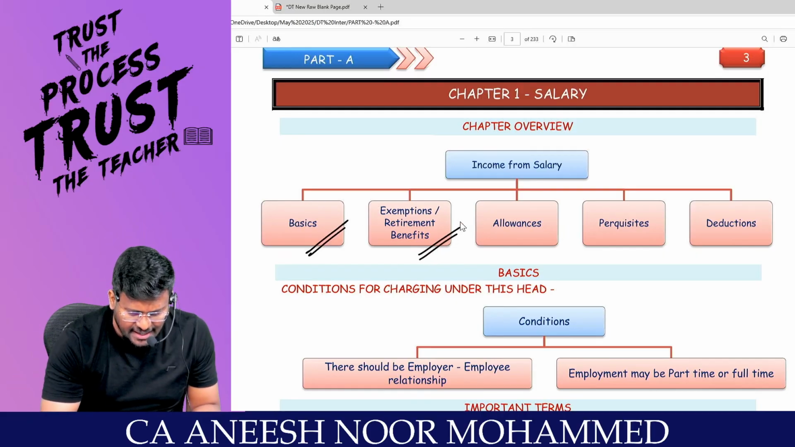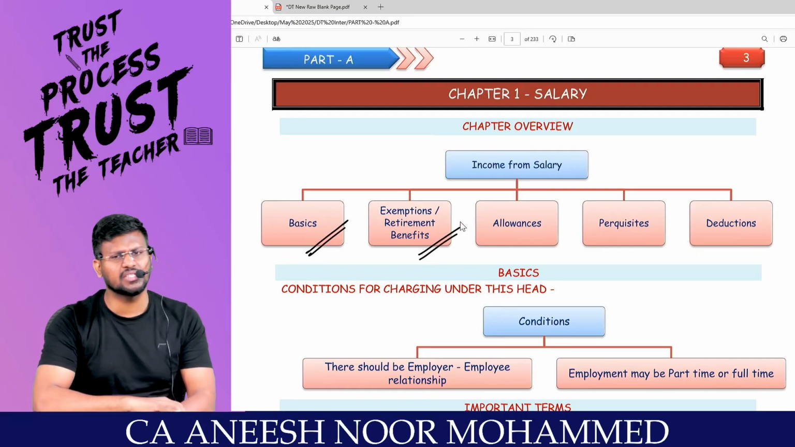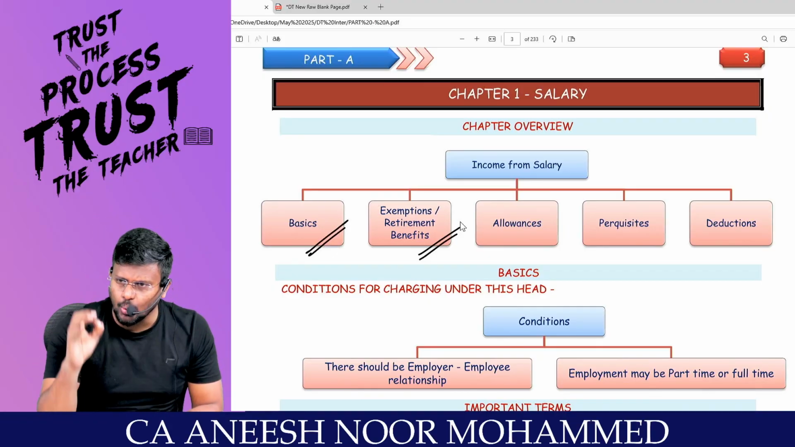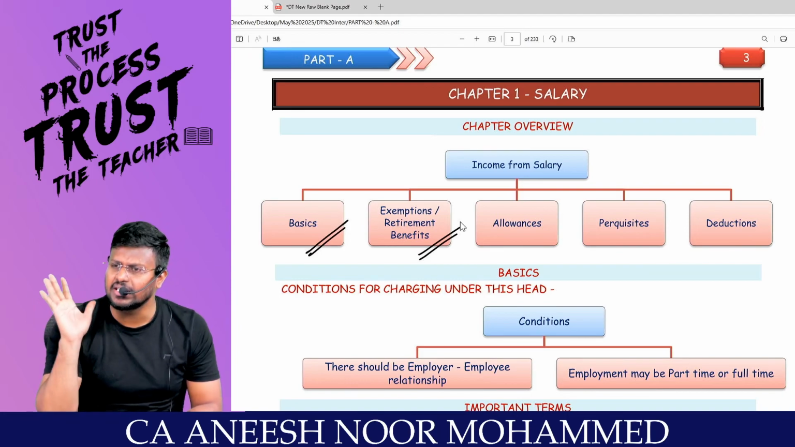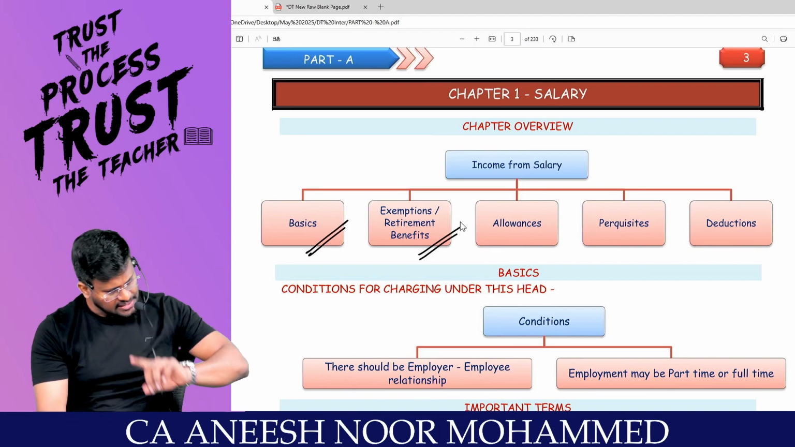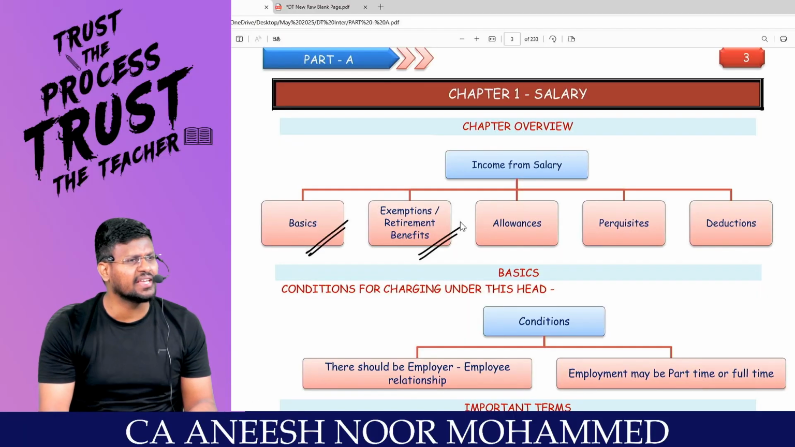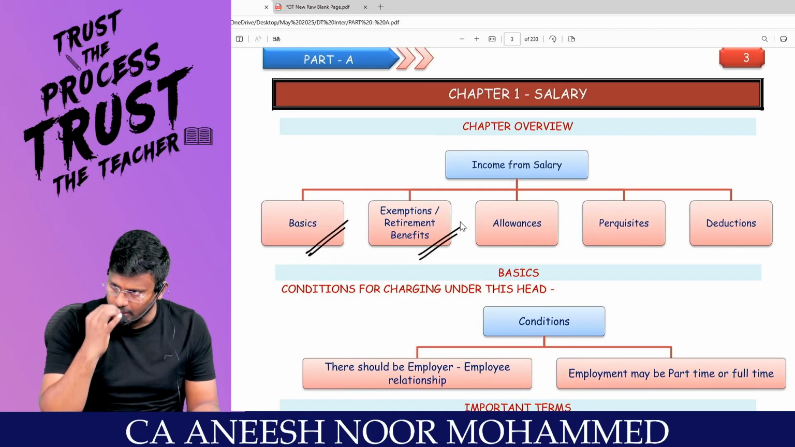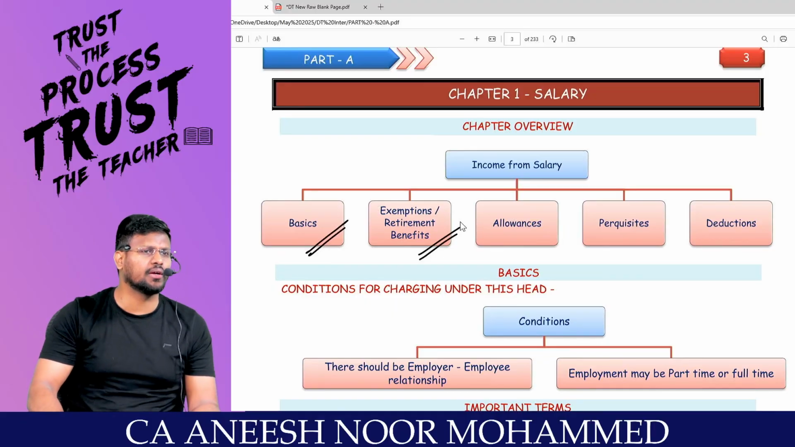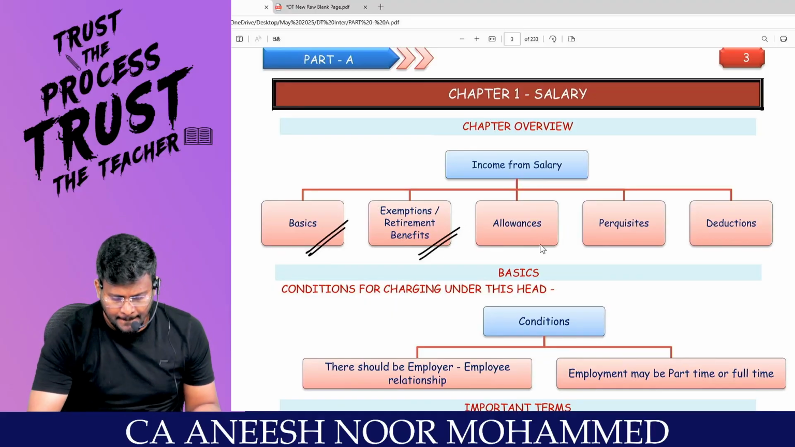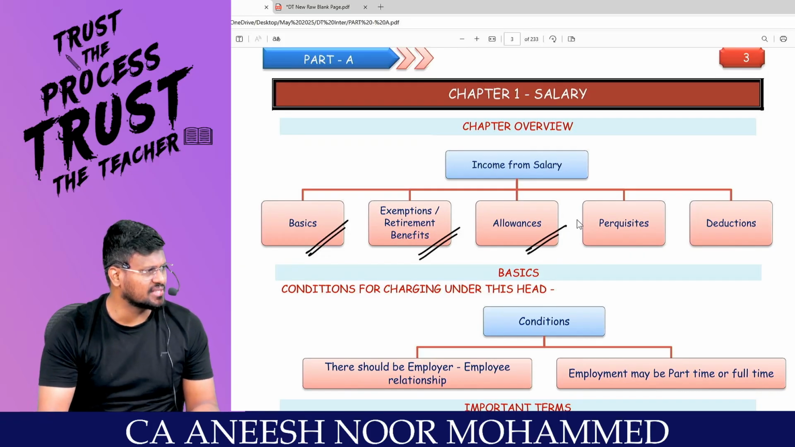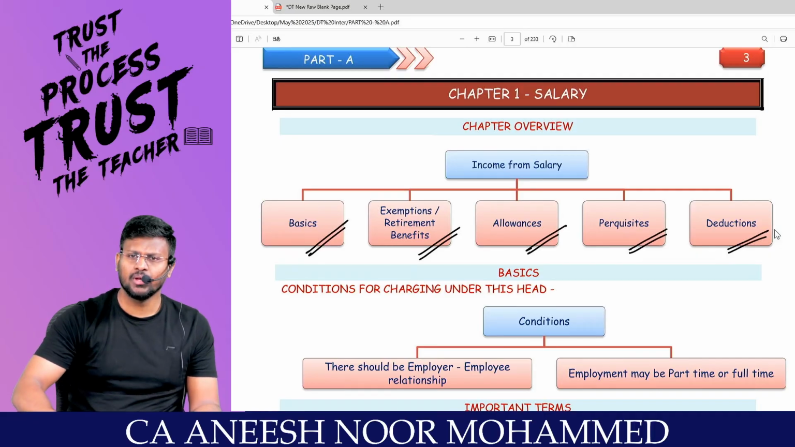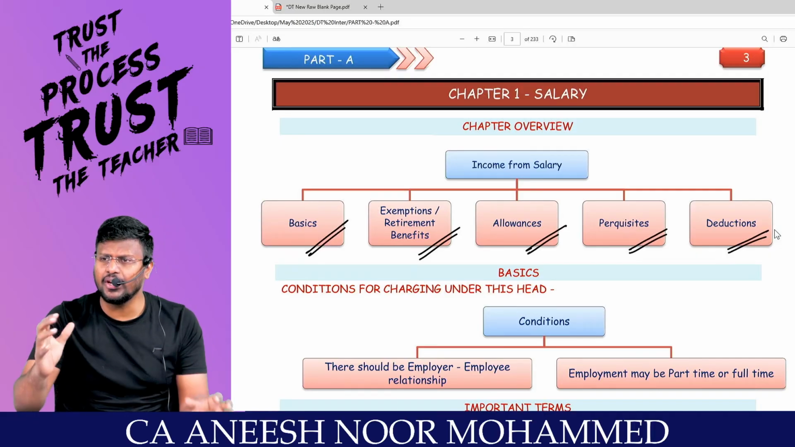Number 2 is exemptions or retirement benefits. This chapter, particularly salary, is having certain exemptions or retirement benefits. The same way house property is having exemptions. Same way PGBP will be having exemption. Are you all really with me? Then allowances. Perquisite. Deduction. So chapter salary is classified into 5 categories.